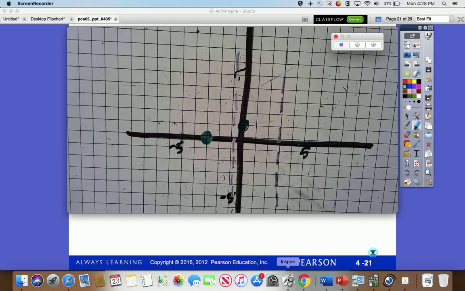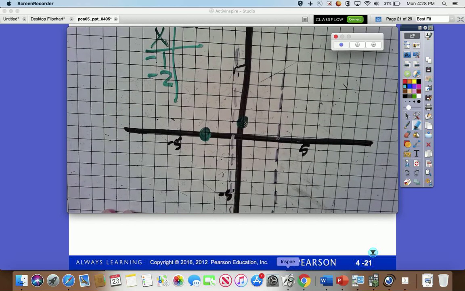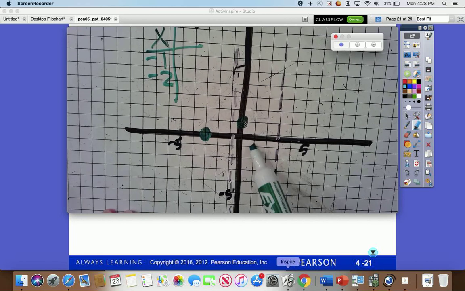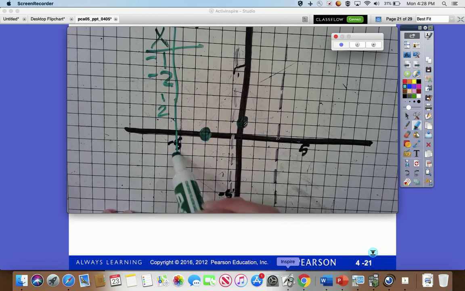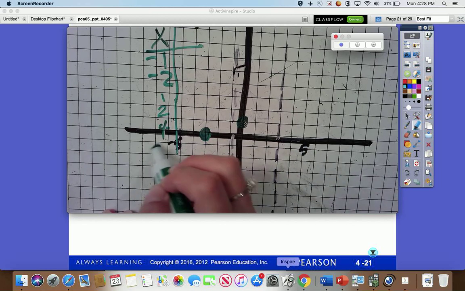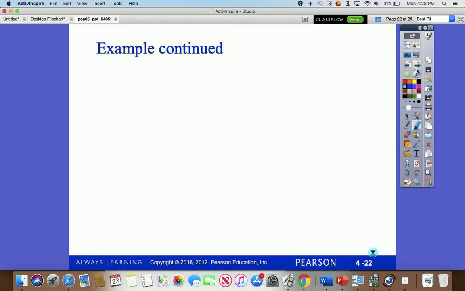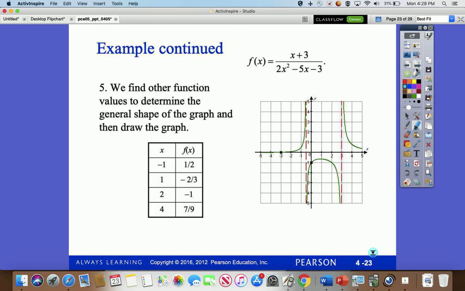Now that does not tell me enough to get this graph. So I have to go in and make a table. I need to see what goes on at negative 1 and at negative 2. So I make a little table and I plug in negative 1 and negative 2. And then I need to see what goes on at 1 and 2. And over here I need to see what goes on at 4 and 5 and 6. So I would make a table and find these values, plugging them in to this function. And here's what we get when we do that.